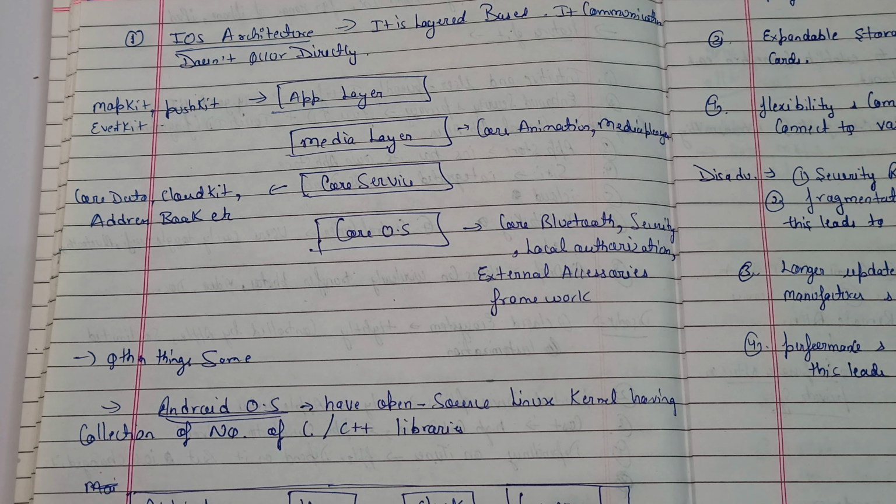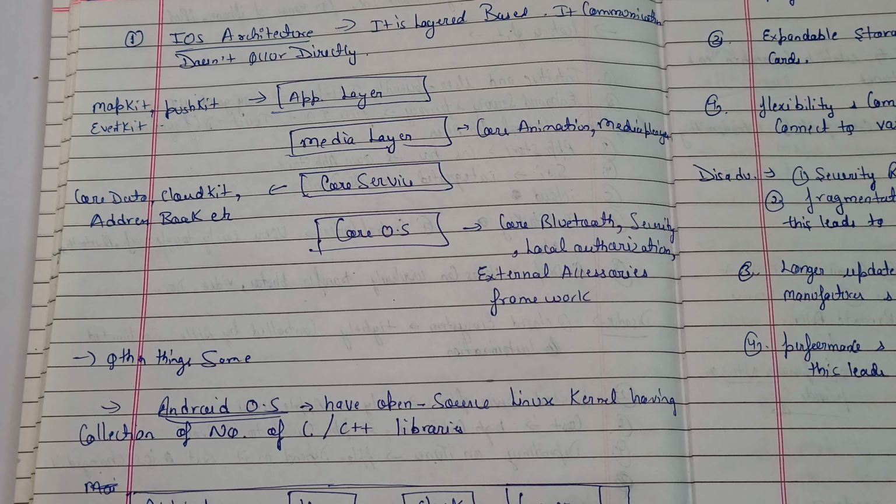So this architecture is divided into four layers. The first one is the application layer, the second one is the media layer, the third one is core services, and the fourth one is the core operating system.